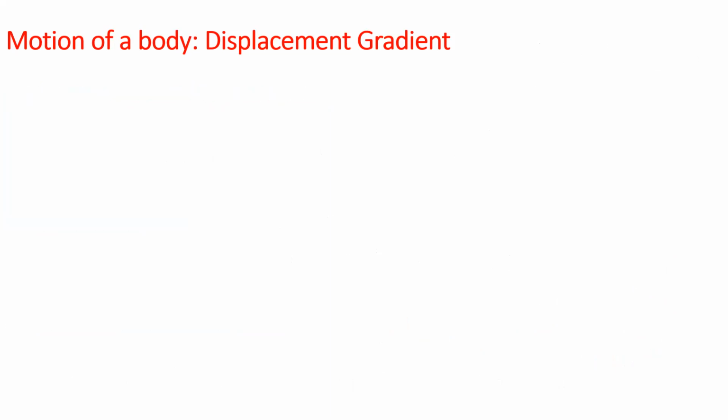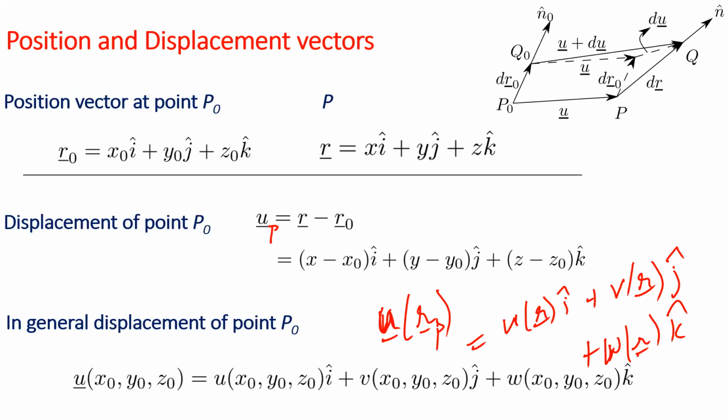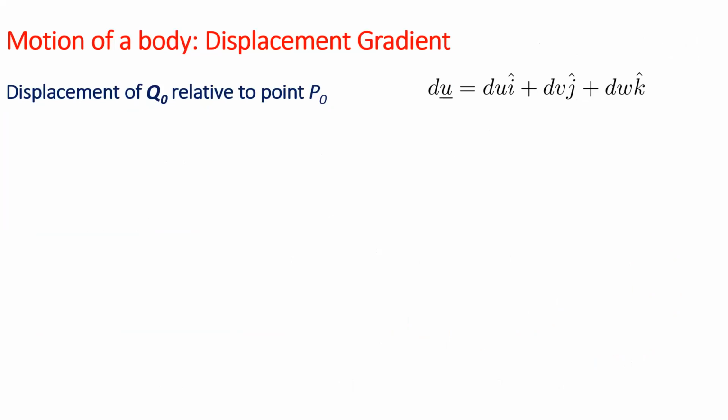What is the displacement? The original length of the vector was dr0, final length is dr. So what is the relative displacement? P has gone by a displacement of u. Q0 has gone by a displacement of u plus du. So the relative displacement is du with respect to point P0. P0 underwent a displacement of u, Q0 underwent a displacement of u plus du. So this is the final displacement that you have.